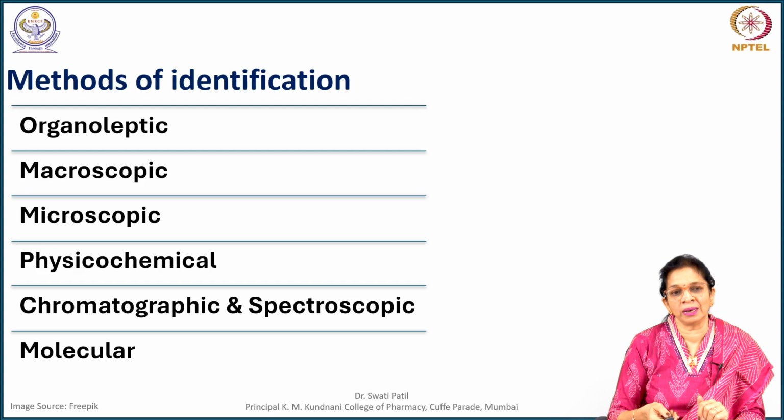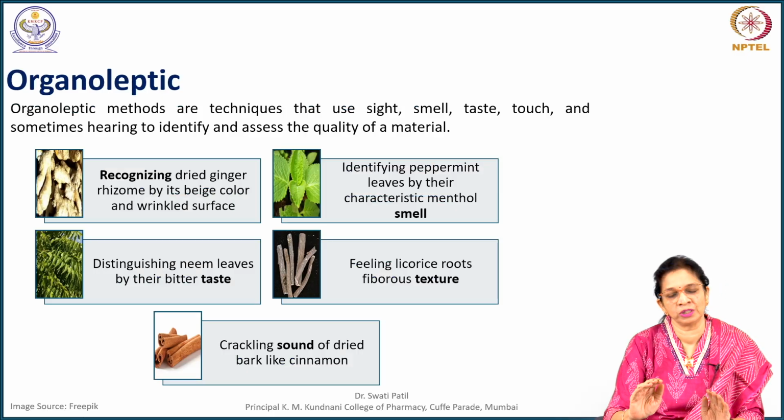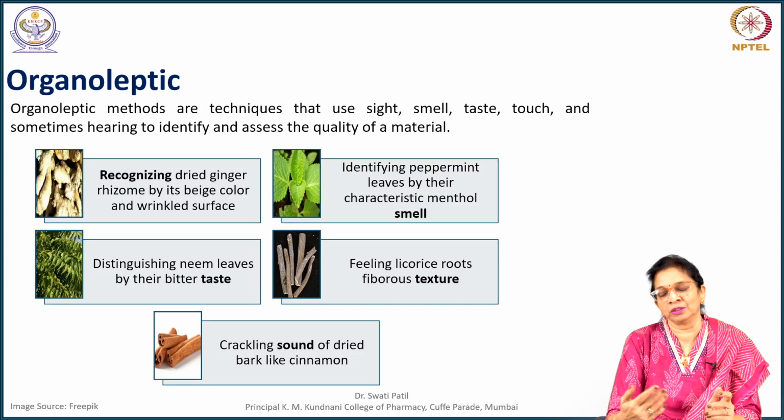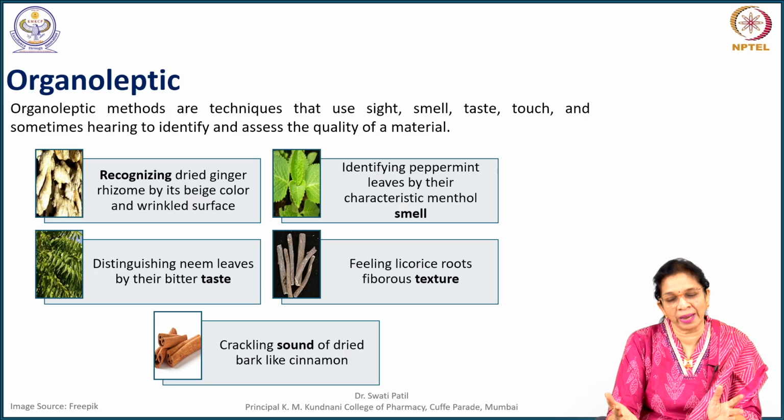The most common lab available methods for identification are organoleptic, macroscopic, microscopic, physicochemical, and the modern tools using chromatographic and spectroscopic methods, or the DNA fingerprinting, which is called the molecular method of identification. The simplest method is organoleptic evaluation, which we use in our daily lives. So, suppose we want to buy a bunch of coriander, fenugreek, or we want to select the best mangoes.